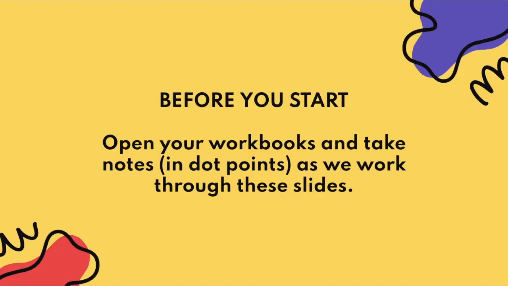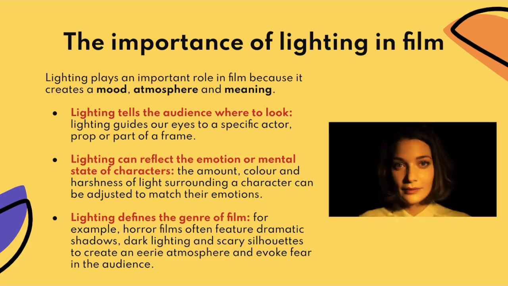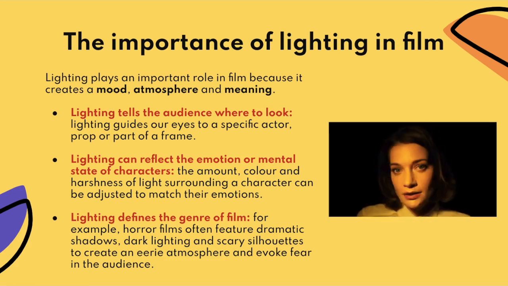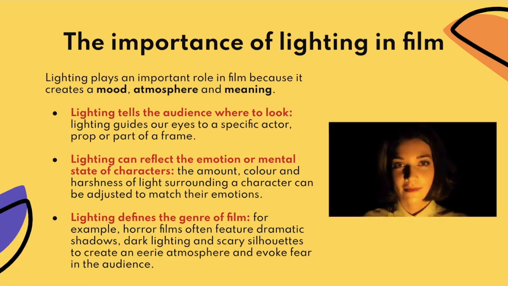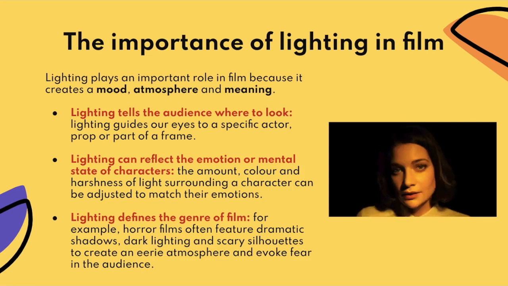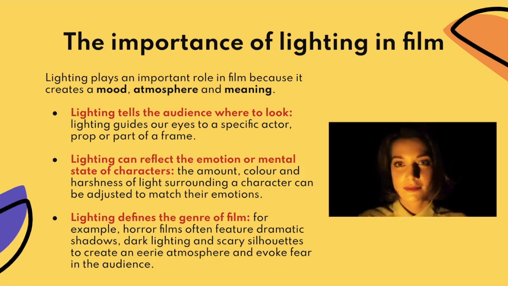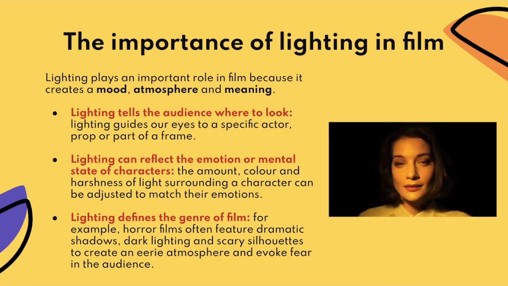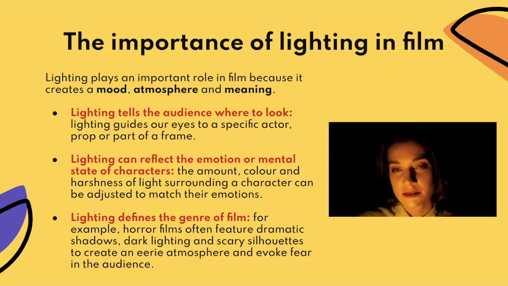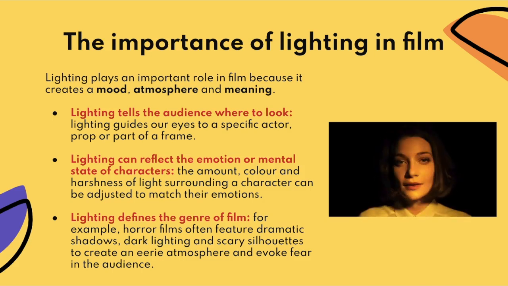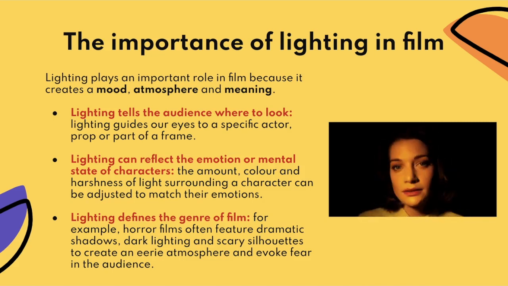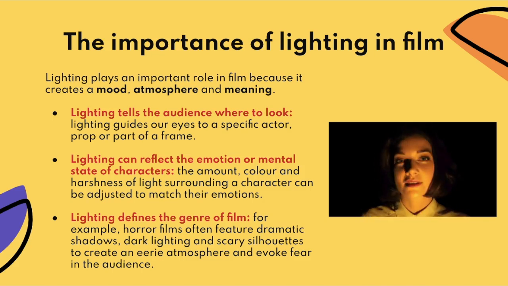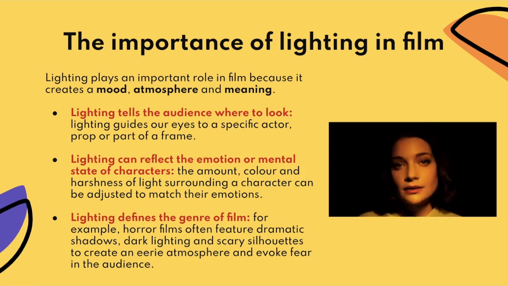Now before you start, make sure you have your English workbooks next to you so you can take some dot-pointed notes as we work our way through these slides. So lighting is a really important film technique because it creates mood and atmosphere. Lighting oftentimes is used to tell the audience where to look. It often emphasizes a specific part of the frame or a specific actor or prop, so an object that the actors are using. Lighting also reflects the mental state or the emotions of a character. The amount, the colour, the harshness of the light often matches the emotions of the character on the screen. And last but not least, lighting defines the genre of film.